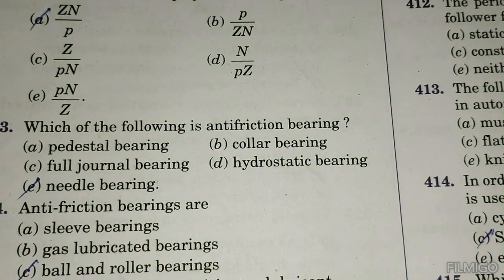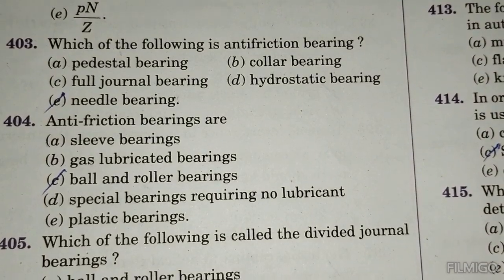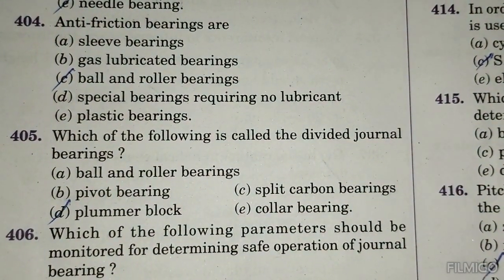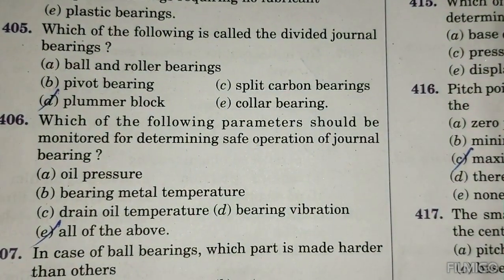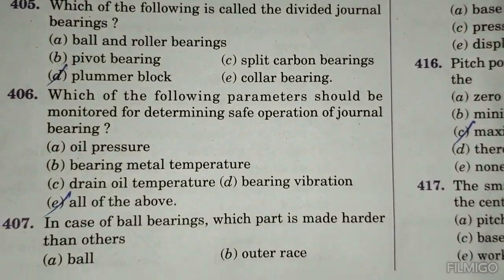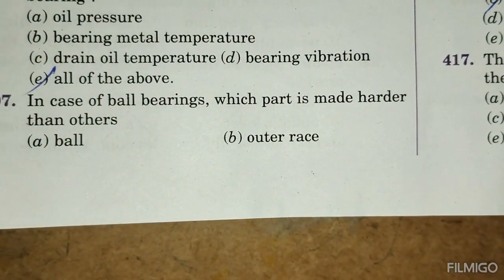Which of the following is an anti-friction bearing? Needle bearing. Anti-friction bearings are ball and roller bearings. Which of the following is called divided journal bearings? Plumber block. Which of the following parameters should be monitored for determining safe operation of a journal bearing? All of the above.